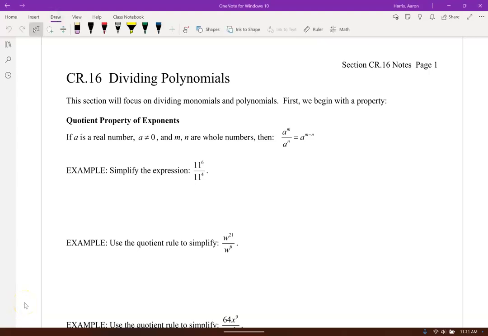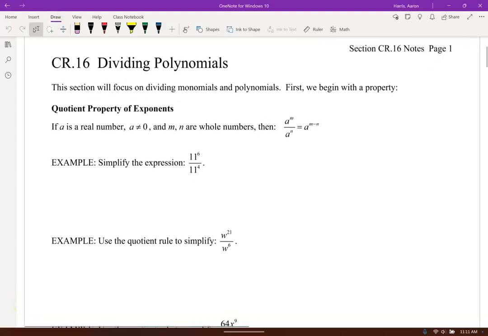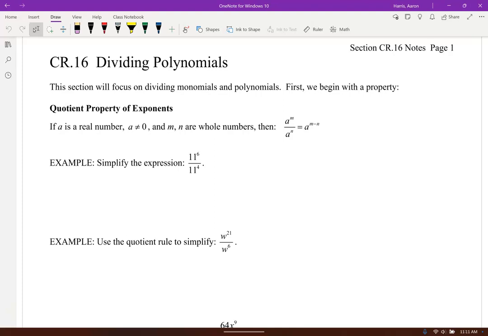Right, welcome back to your favorite pre-calculus course. We're going to take a look at dividing polynomials today. Let's go ahead and start with a property. a to the m over a to the n is a to the m minus n.